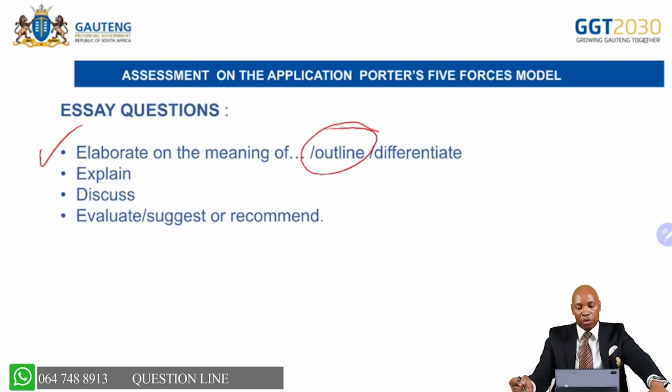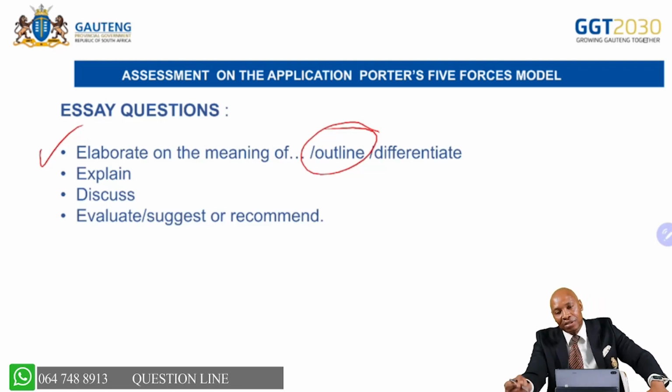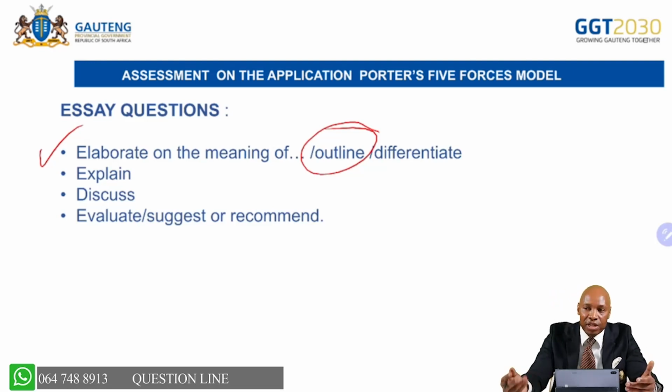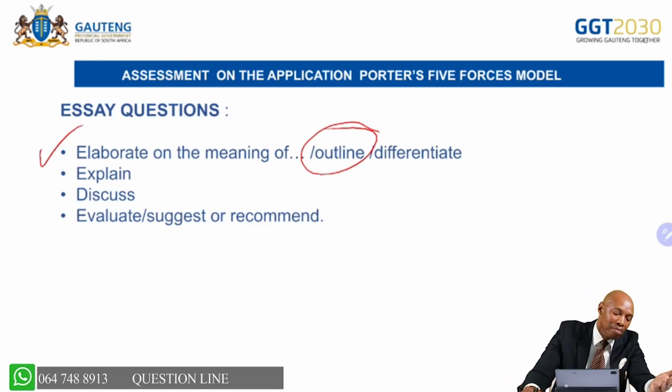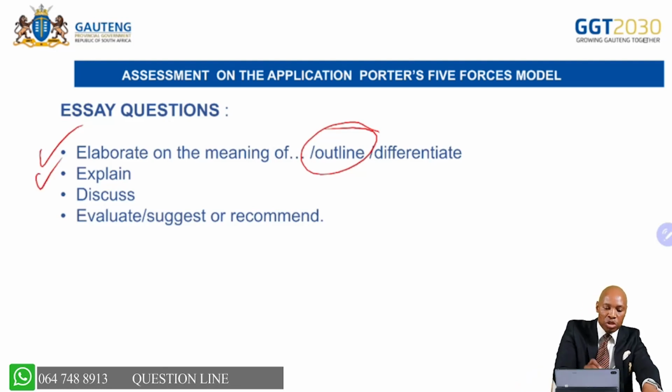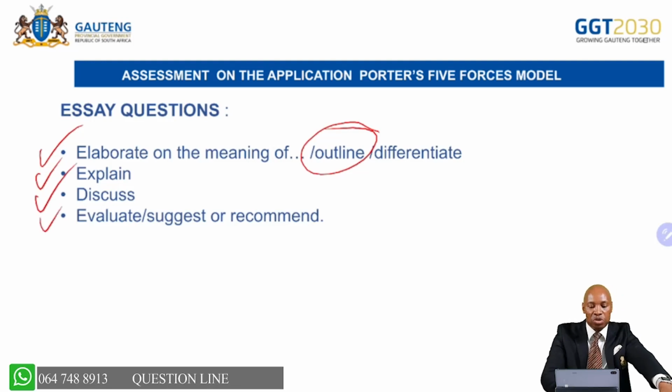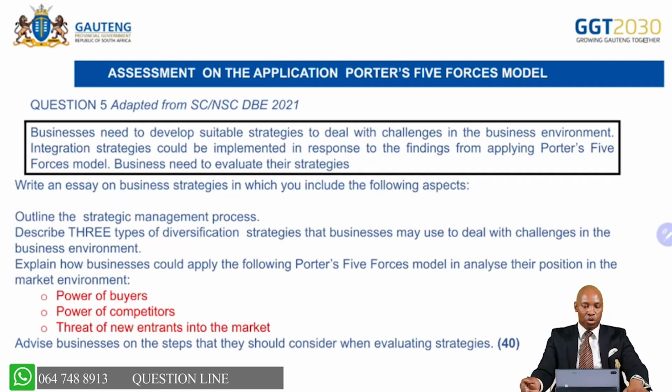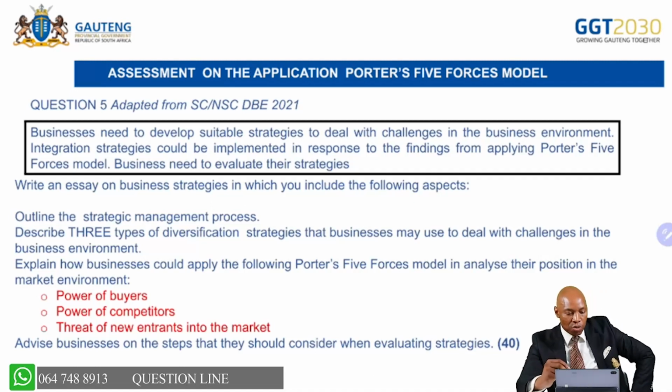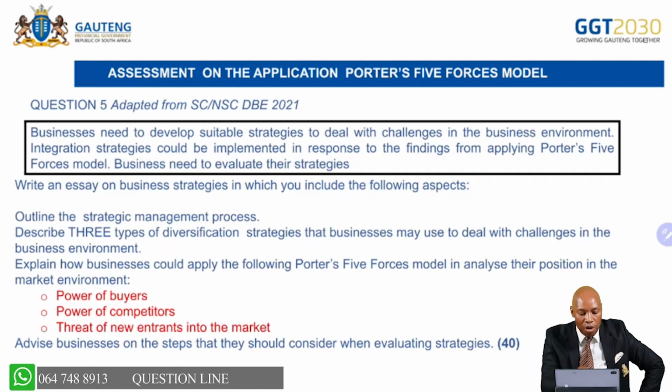You may be required to differentiate on content that requires differentiation, like the differences between product development and market development. You may be required to explain. We have done explain. You may be required to discuss. You may be required to evaluate, suggest, and recommend. Now, let's have a look at a typical example of an essay question. Never mind this other part of the essay question. Our focus is on Porter's Five Forces.